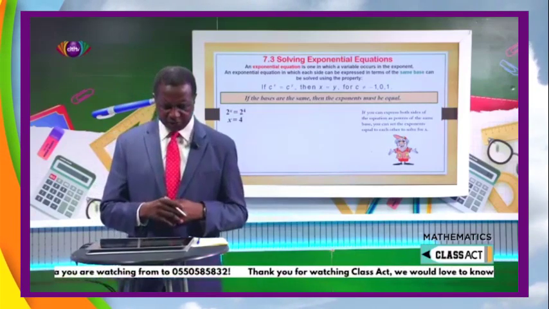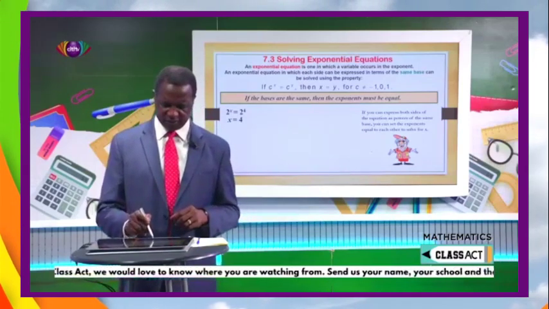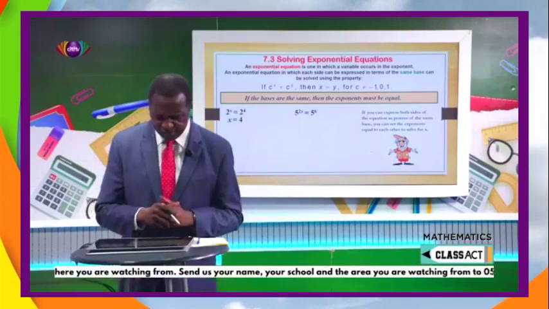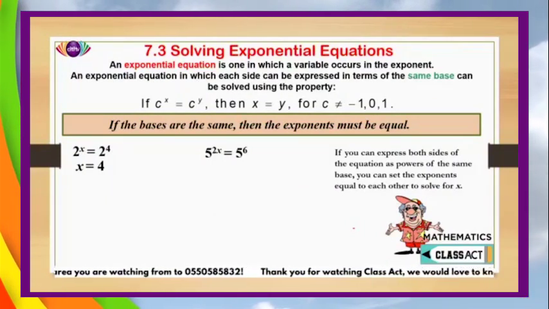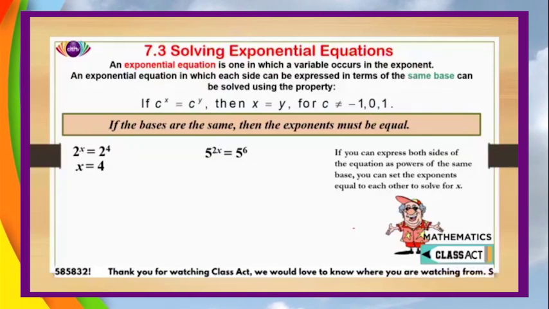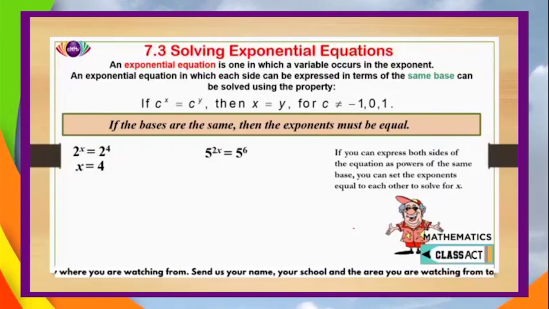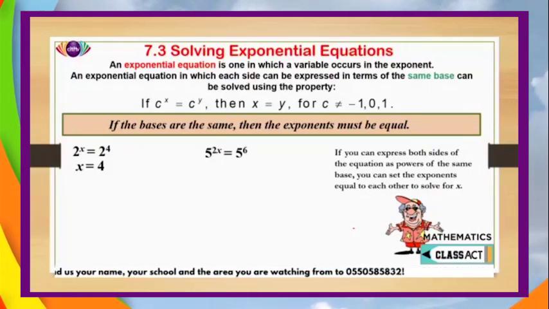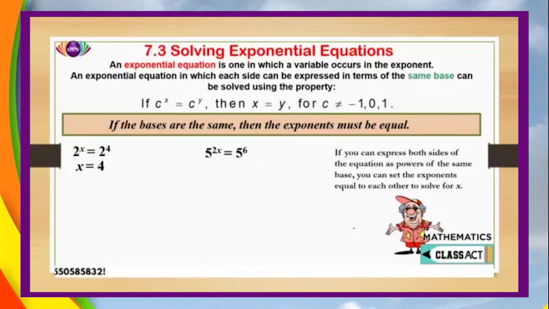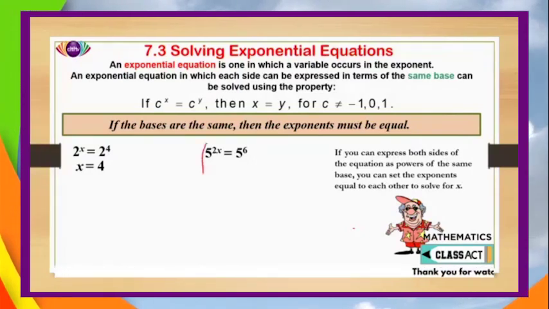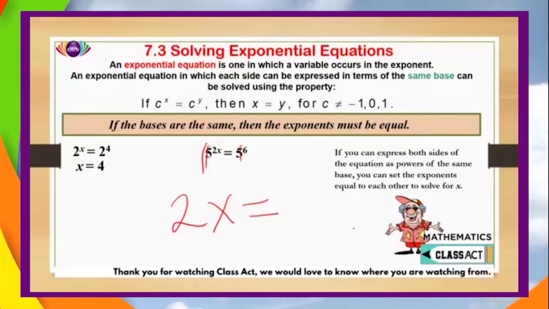You see on the board you have 2 to the power of x equals 2 to the power of 4. So x equals 4. Easy. Simple. Let's move on. And here you see 5 to the power of 2x equals 5 to the power of 6. Since the bases are the same, all that you are doing is simply equating. This is one of the easy ones. You have 5 and you have 5, so you are free to equate the exponents. You can even think that 5 no longer exists. So you're going to have 2x equals 6.